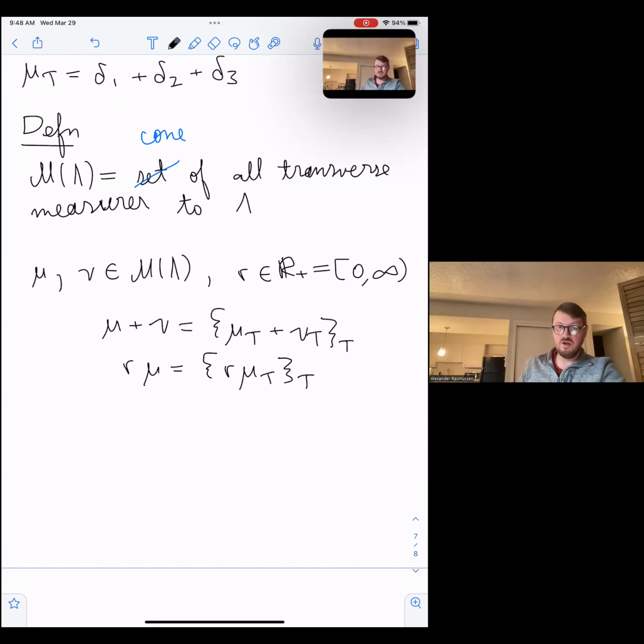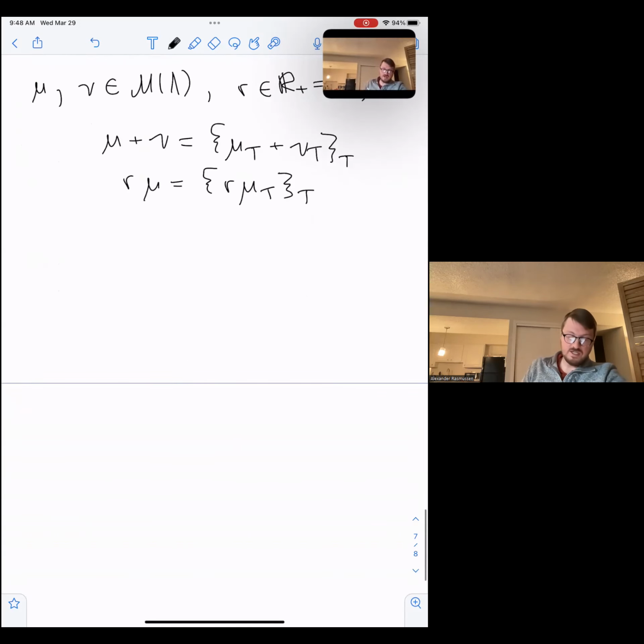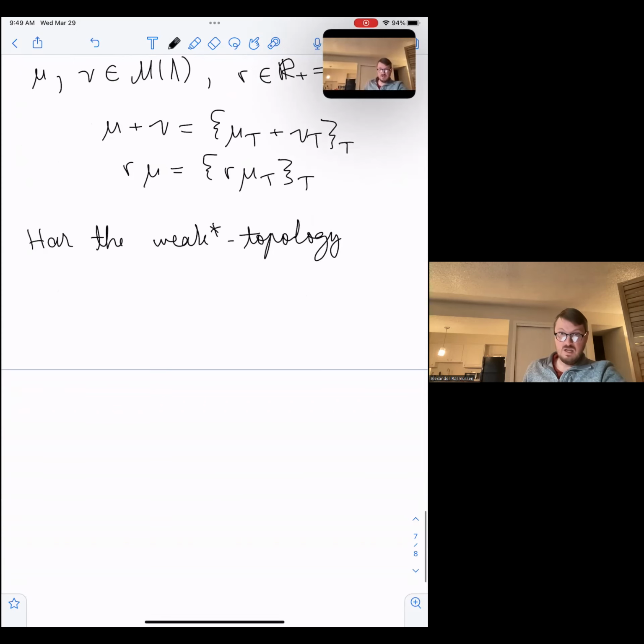Okay, so this is a cone. It also has some extra structure. So it has a topology, the weak star topology. And this is analogous to the weak star topology on measures. How is that defined? Well, it's defined in terms of integrating functions.